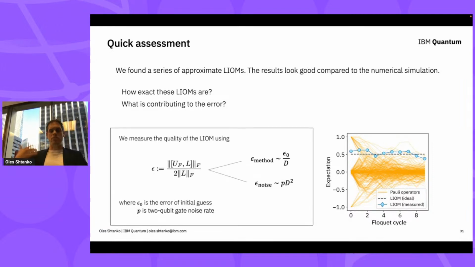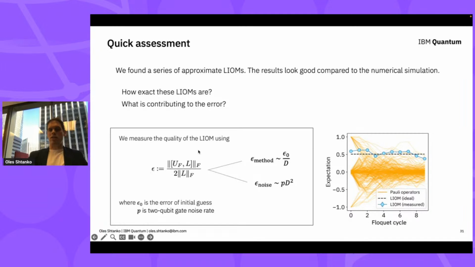Now we can do some theoretical work and try to figure out what this error is. As a measure of error, we use this quantity, which is essentially the normalized Frobenius norm of a commutator between the Floquet unitary, which generates your evolution, and your integral of motion. The reason we chose it is that it's relatively easy to compute classically, and you also have a lot of tools to compute it analytically.